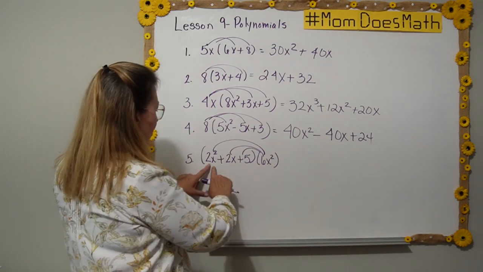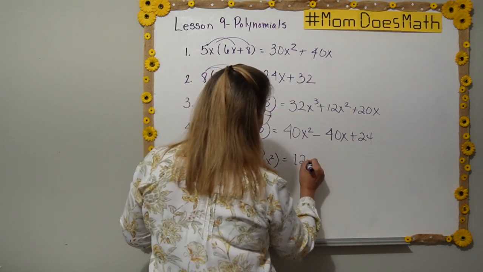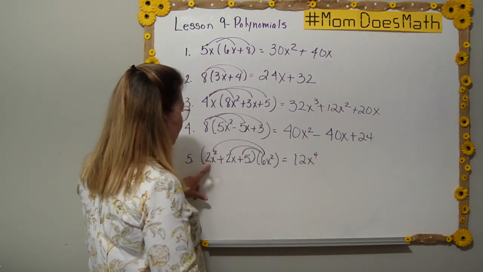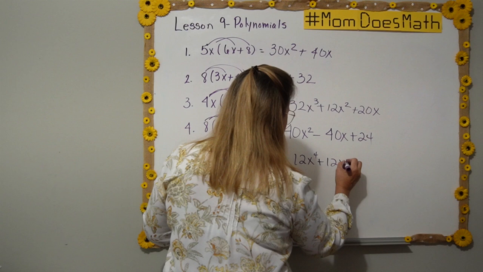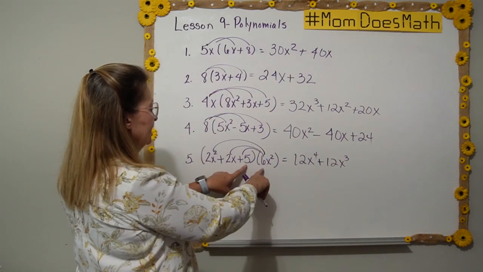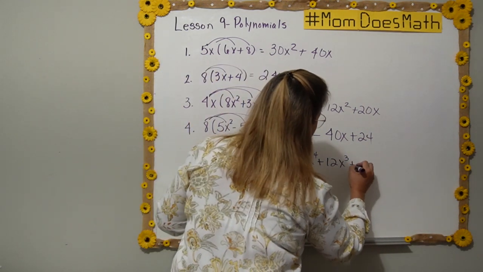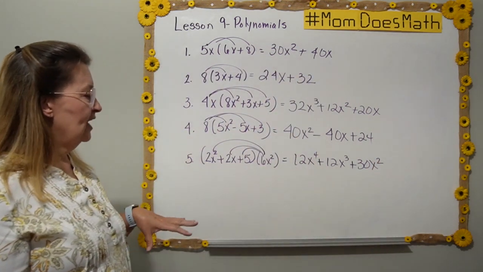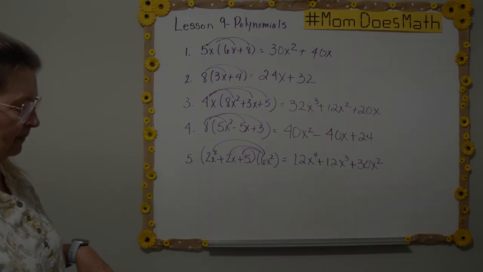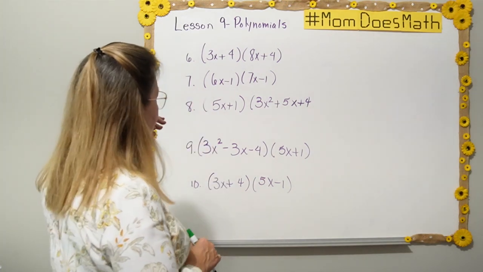So, 6x squared times 2x squared is 12x to the fourth. And 6x squared times 2x is 12x to the third. And 6x squared times 5 is 30x squared. Okay? Just got to stay focused. Okay, let's have a look at the next set.